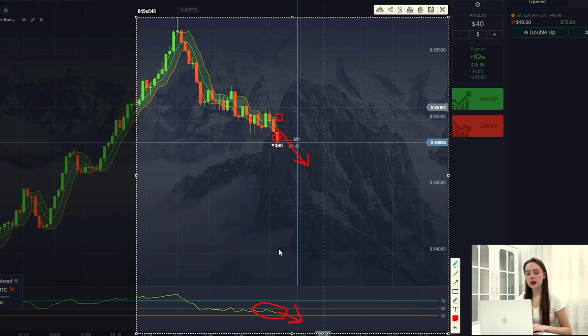And now let me tell you in more detail about the Bollinger Indicator, that is, how to use it correctly. The main idea of this indicator is to combine trend indicators, volatility indicator, and oscillator.